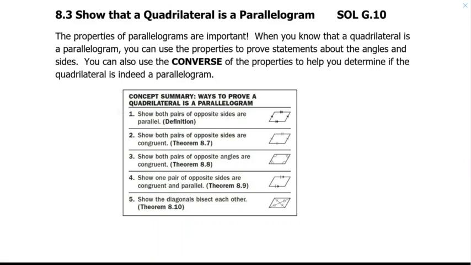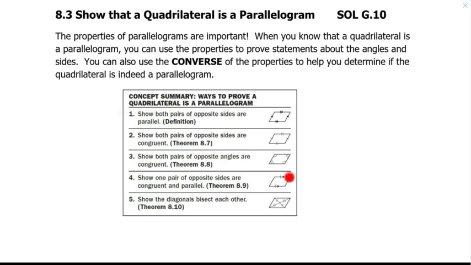You can see the first one is to show that both pairs of opposite sides are parallel, which is our definition, which is probably the way that you're used to seeing. We can also show that both pairs of opposite sides are congruent, so that's enough to show that it's a parallelogram. If we show both pairs of opposite angles are congruent, that's enough to prove it's a parallelogram.